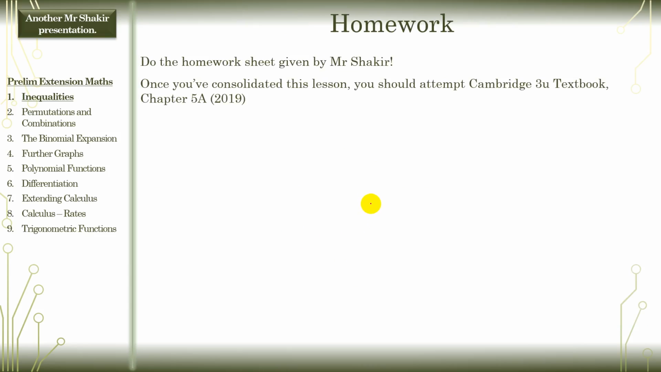Okay, so homework. Go to the homework sheet given by Mr. Shakir. It will be up on Slack if you've lost it. And once you've consolidated this lesson, you should attempt Cambridge 3-Unit Textbook Chapter 5A. We have done all of 3-Unit Inequalities. You should be able to attempt every question in that chapter. And it'll be good revision of everything that we've done, I guess. So best of luck.